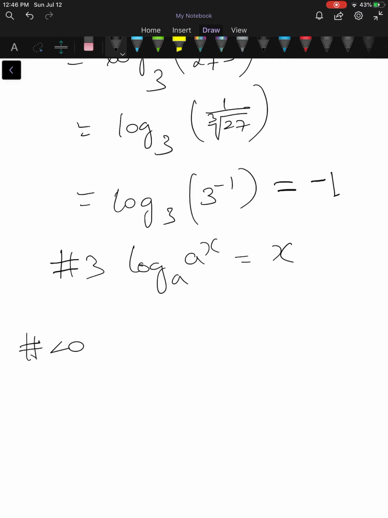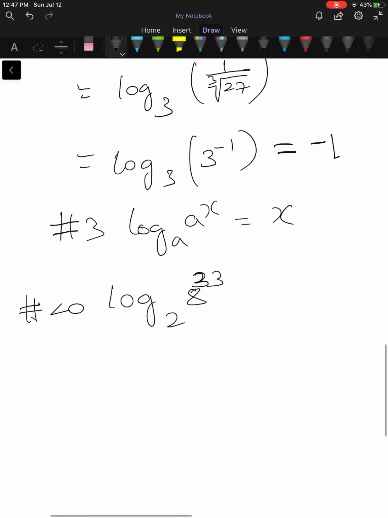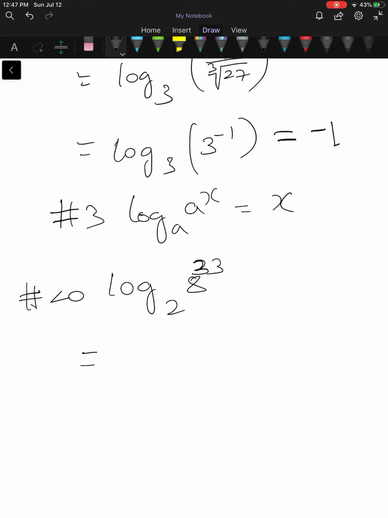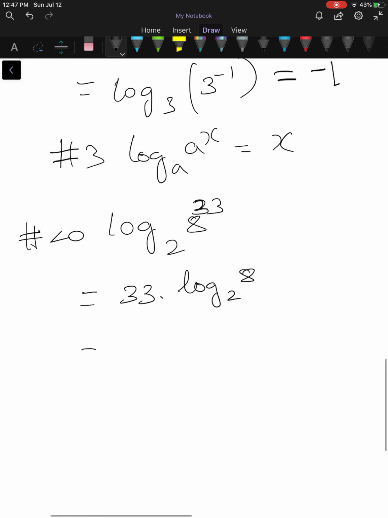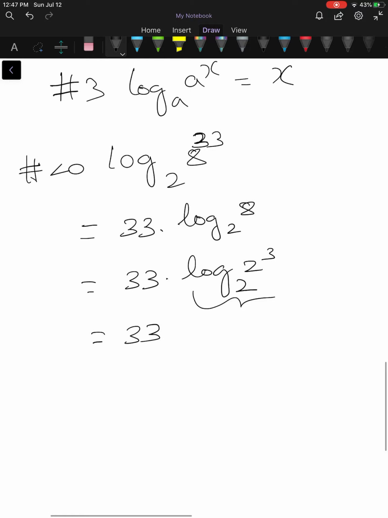Okay, I will do another problem for you. So this is problem number 20. 20 says evaluate log 2 of 8 to the power of 33. Okay, so applying the log law 3, we get 33 times log of 8 to the base 2. So this would be 33 times log 8, which is nothing but 2 cubed, to base 2. So again applying properties of logarithmic function, we get this to be 33 times 3. So that is 99.